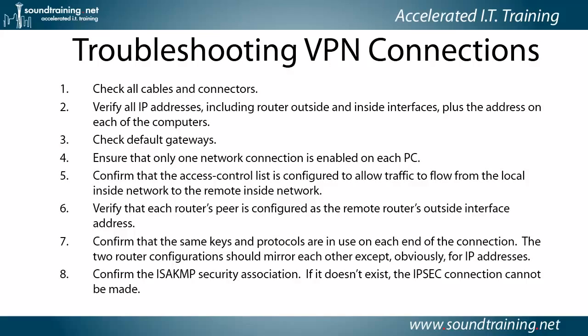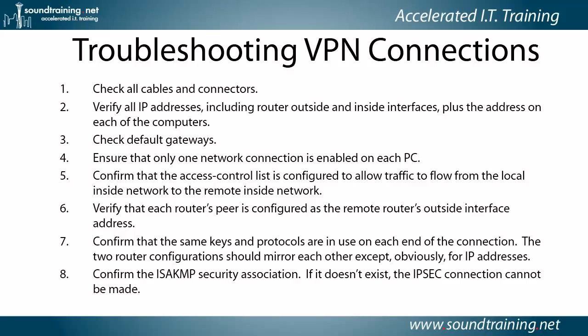Here's a checklist of troubleshooting items for VPN connections, and it's a lot of the stuff that you'd expect. Check all your cables and connectors, verify your IP addresses. So just audit your configurations, including router outside and inside interfaces, plus the addresses on each of the computers, especially if you're using dynamically assigned addresses. Sometimes they change for whatever reason. Check your default gateways. Ensure that only one network connection is enabled on each PC, so that you don't run the risk of the packets going out a different interface than what you expect.